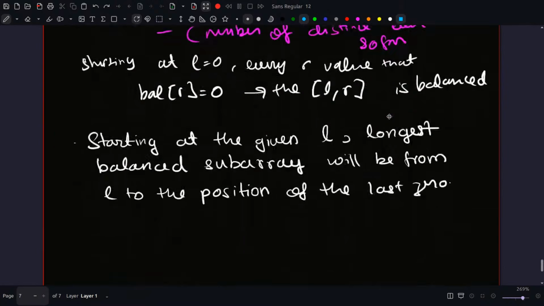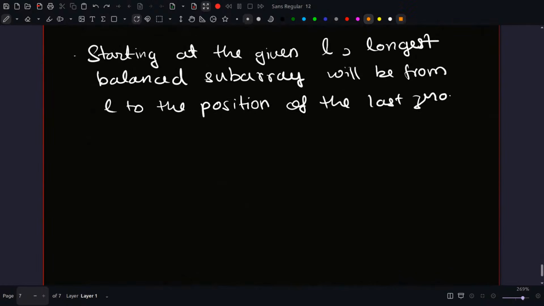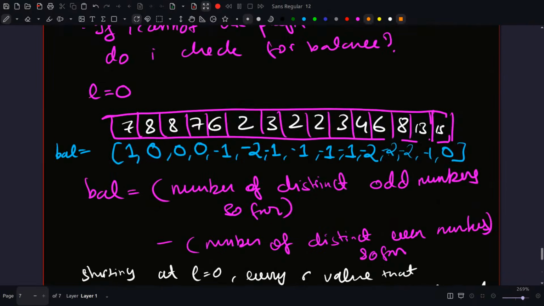Now, what if we increase L? What happens if we increase L? What it means to increase L is basically that our L pointer says this is the starting point, right?